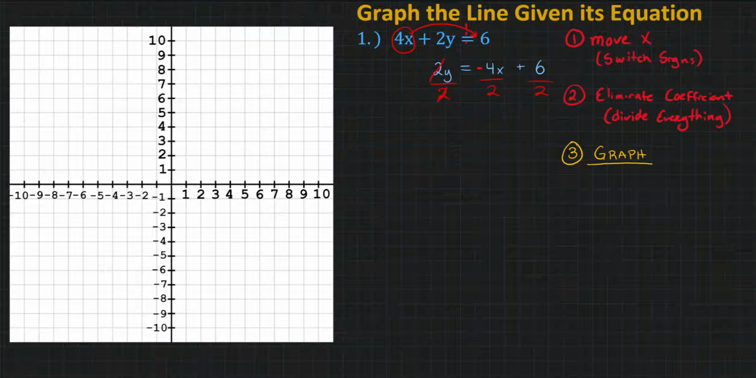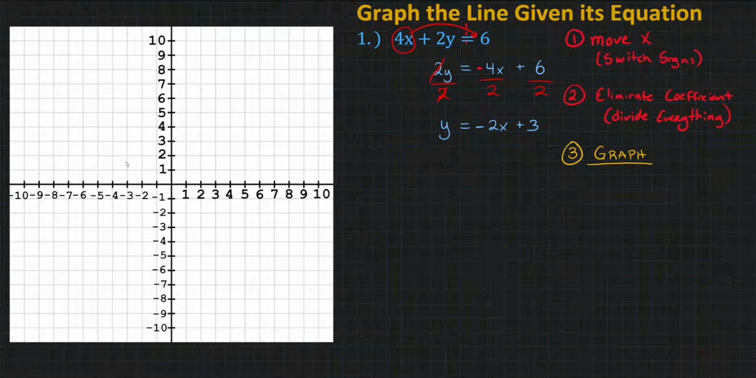Slice and dice. Drop down the y. Drop down that equal sign. Negative 4 divided by positive 2 is a negative 2x. And then 6 divided by 2 is 3. Plus 3. There you have it. That's our equation from standard into slope-intercept.